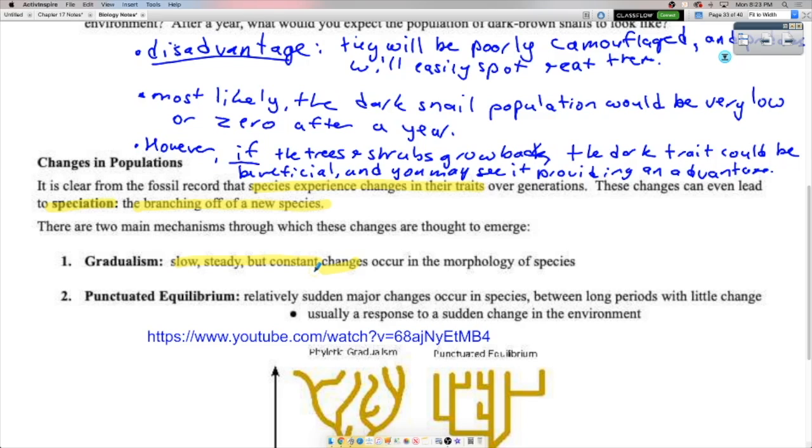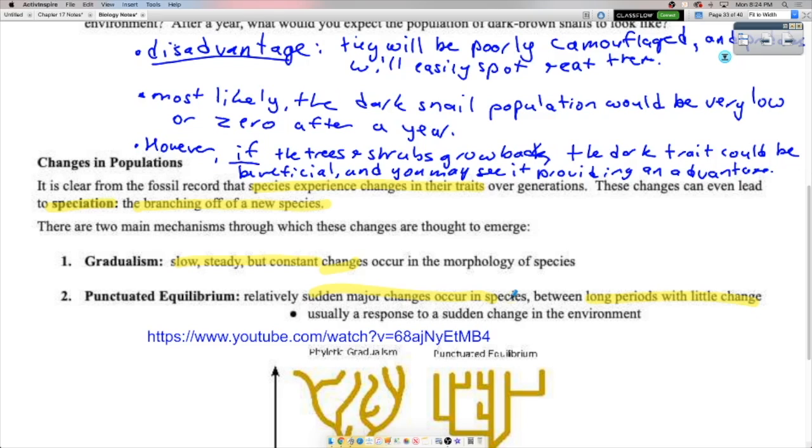And then the other one is punctuated equilibrium. Think of a sentence. What goes at the end of a sentence? Punctuation. So punctuated equilibrium is long periods with very little change, not much going on, and then suddenly major changes, okay? This is a lot like catastrophism from our geology unit. Nothing's really happening. For the most part, things are staying pretty much the same. And then boom, in just a few generations, big changes.